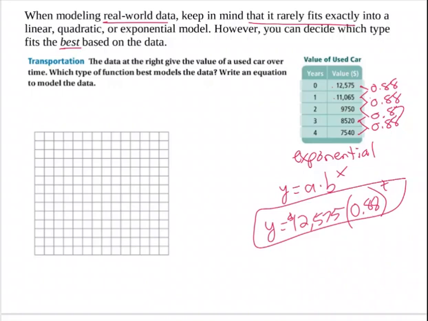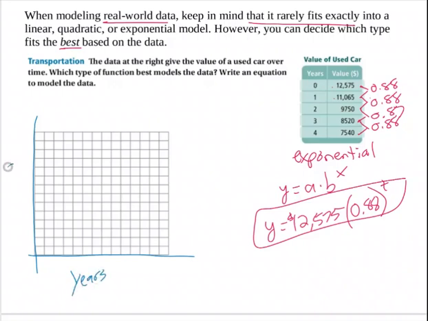Okay? Now, we do also have to make a graph because it told us to. So we don't have any negative numbers, so we can put our axes in the lower left-hand corner. We've been doing that all year long. What's going to go on the horizontal axis? Years. Time. Yeah, the time, the years.